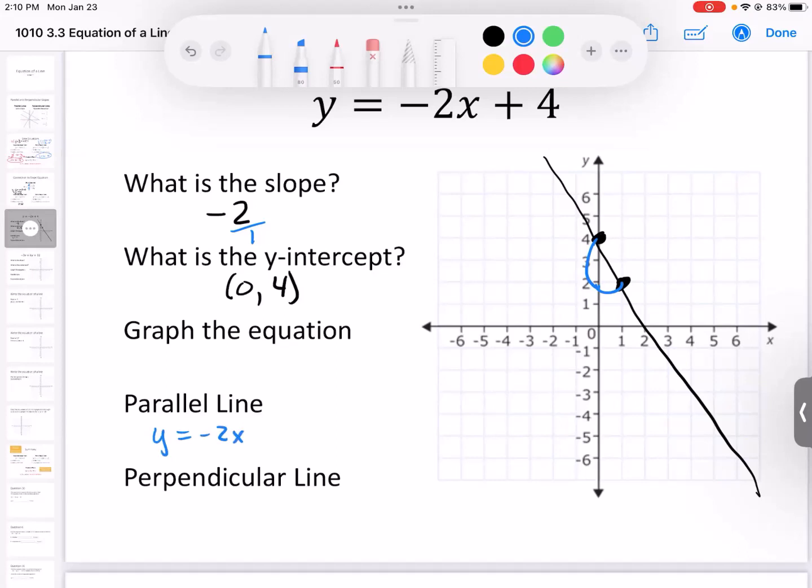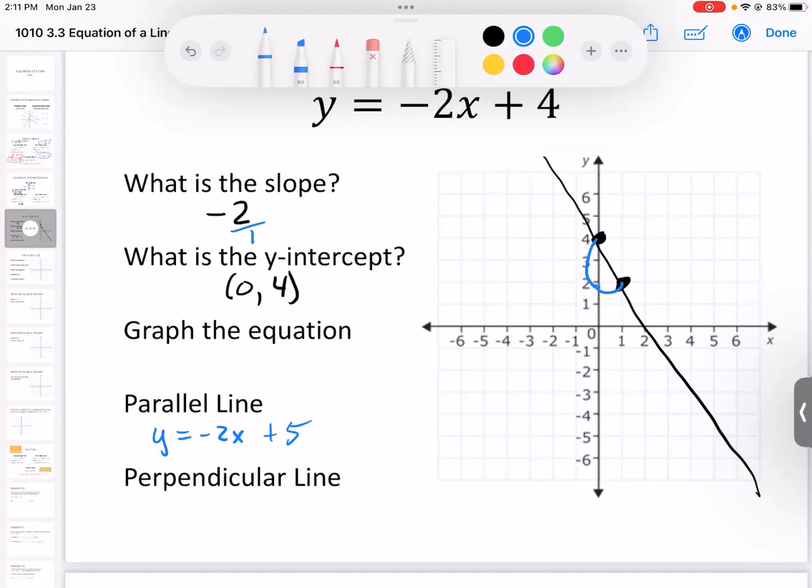And it actually wouldn't matter what y-intercept you did, because I could do a parallel line that looks like this, or like this, or like this. Regardless of where I put the y-intercept, it'd still be parallel. So you could choose any random y-intercept, unless the problem said specifically, find a line that's parallel that goes through this point, in which case you would use that point as your y-intercept.